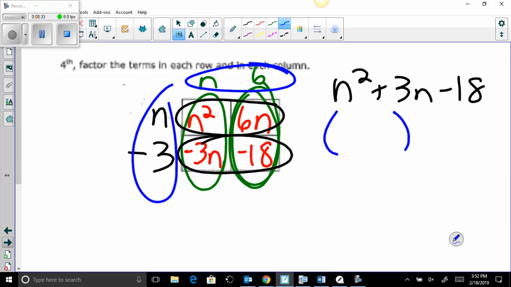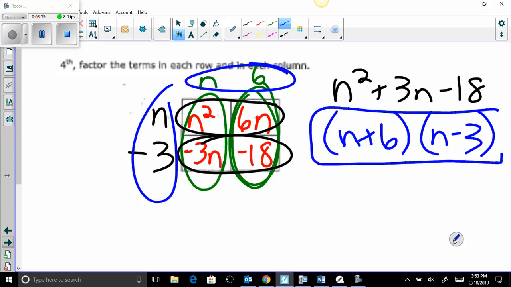So break them down and show it. n plus 6, n minus 3. It doesn't matter which one you put first. So I have successfully factored that trinomial. Could I very well go ahead and multiply these two by boxing it again to see if I get what I started with, if I got my answer? I sure can.